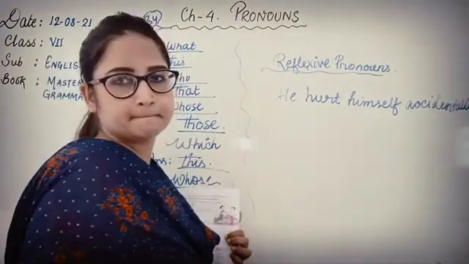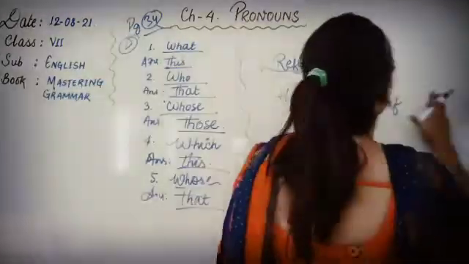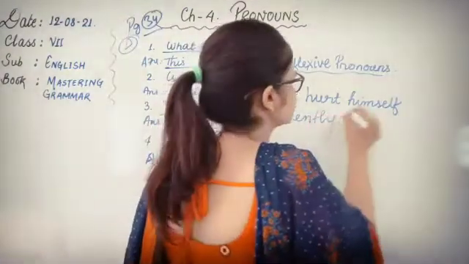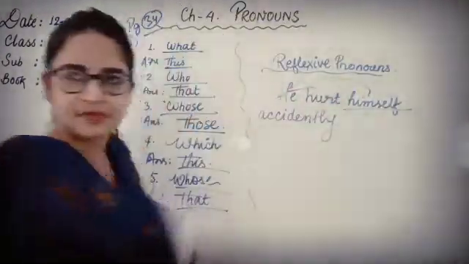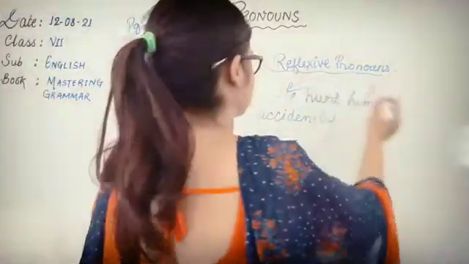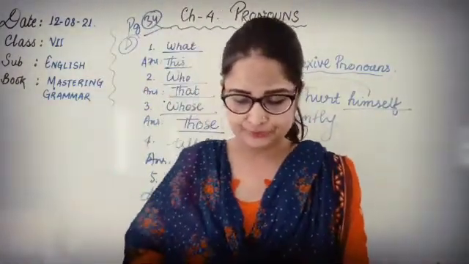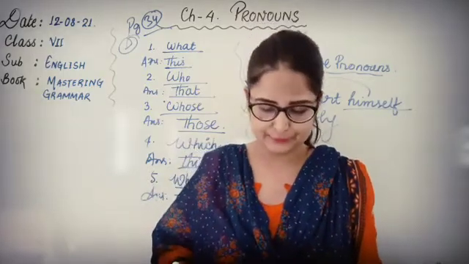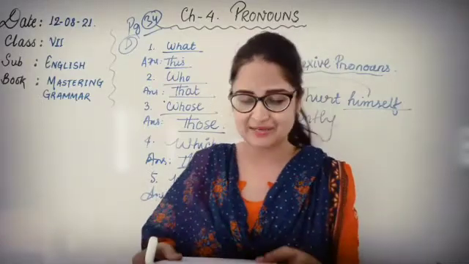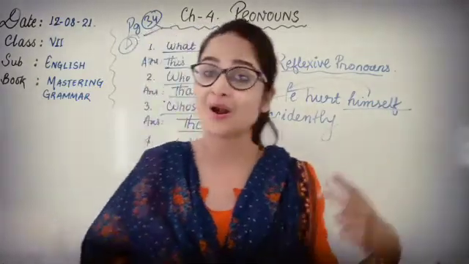So, with this, wait, let me write this word here because it's not visible. Accidentally. So, you see this word, this is again talking about the same person. He and himself, about the same person. So, he hurt himself accidentally. Now, let's see here. I hurt myself. When subject or object of the verb is the same person or thing, we can use a reflexive pronoun. For first person, I and we can use myself or ourselves.